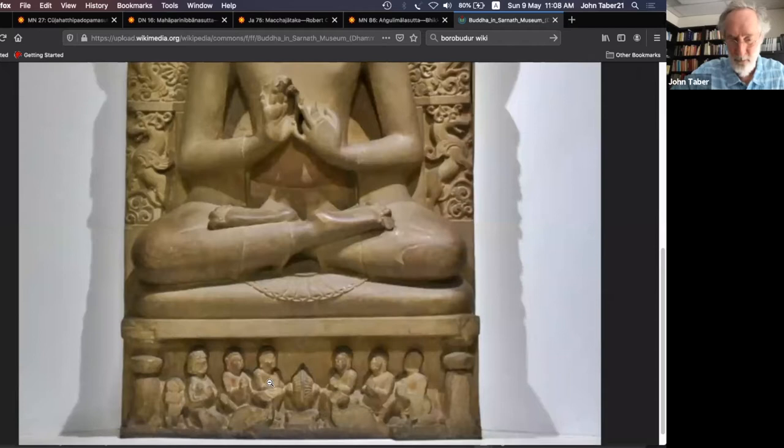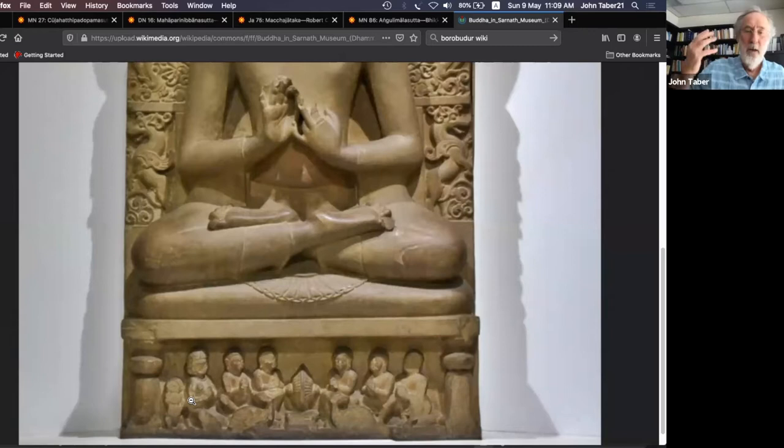And then at the very bottom, we have the five ascetics who were his first audience. They're represented, and here's the wheel. Here you see a side view of the wheel as it's turning. And they're listening. And then on the far left is a woman and her child. So a mother. And who would this be? Well, probably the donor of the statue to the monastery that existed at that location at that time.